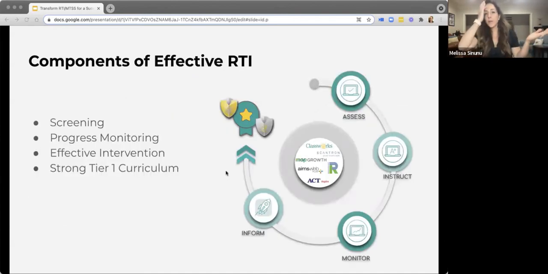So we understand the goals of an effective RTI process, and we know that a strong RTI process is going to be necessary for this school year. Now let's step through each of the necessary components. The core components of a strong RTI process are screening, progress monitoring, effective interventions, and a strong Tier 1 curriculum. And then naturally, social and emotional learning components are woven throughout this process as well.